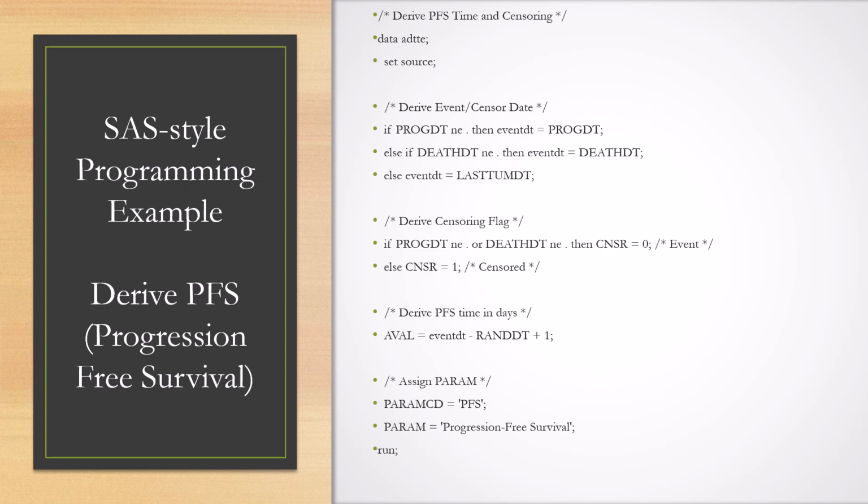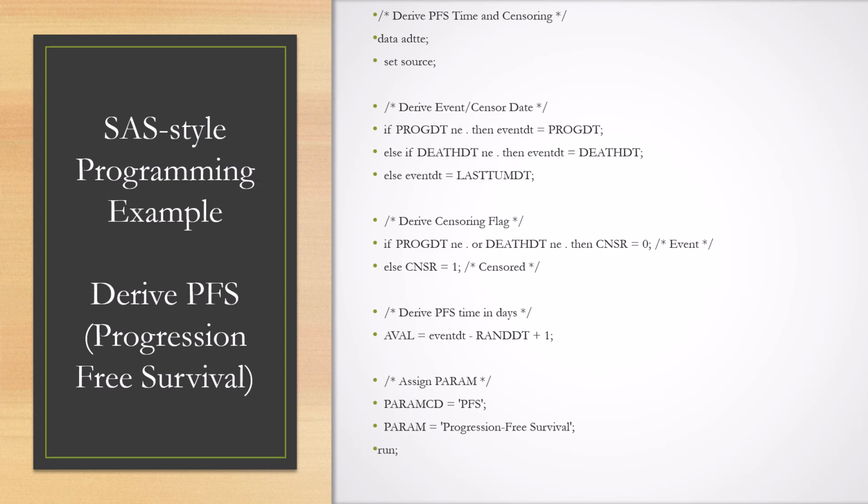So what we are doing is that we are checking if progression date is not equal to null, then the event date will be the progression date, and if death date is not equal to null, then the event date will be the death date. The last scenario is when the subject did not experience either of these two. In that scenario, the event date will be the last tumor assessment date, or in other words, the last disease evaluation date.